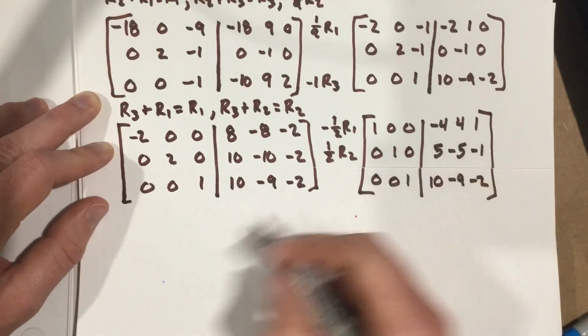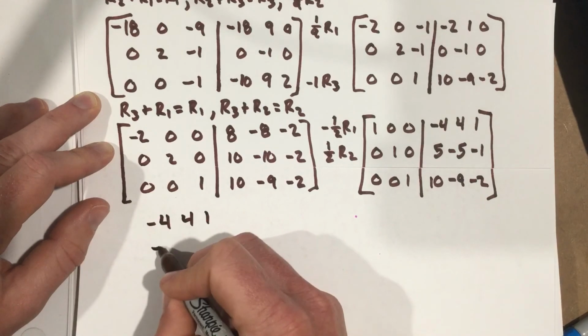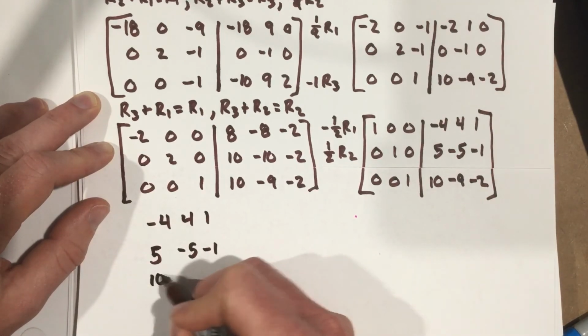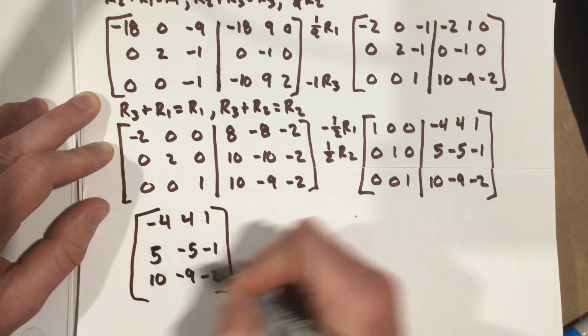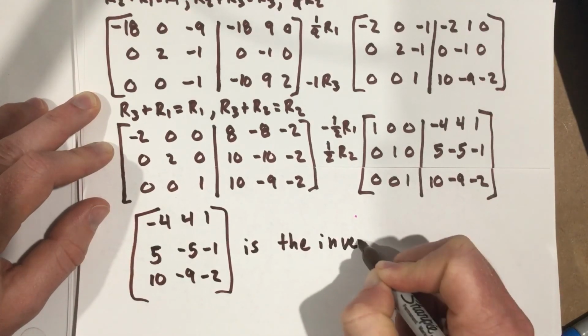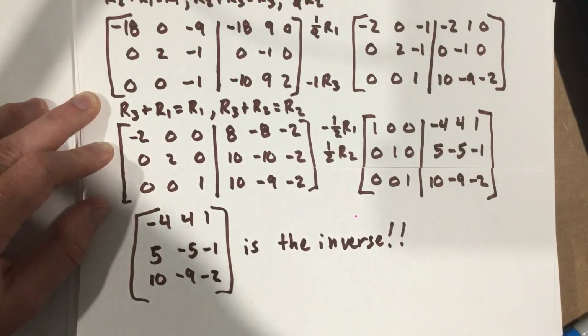So we have our inverse. So negative 4, 4, 1, and 5, negative 5, negative 1, 10, negative 9, negative 2 is the inverse. That's how you find the inverse using Gaussian elimination.